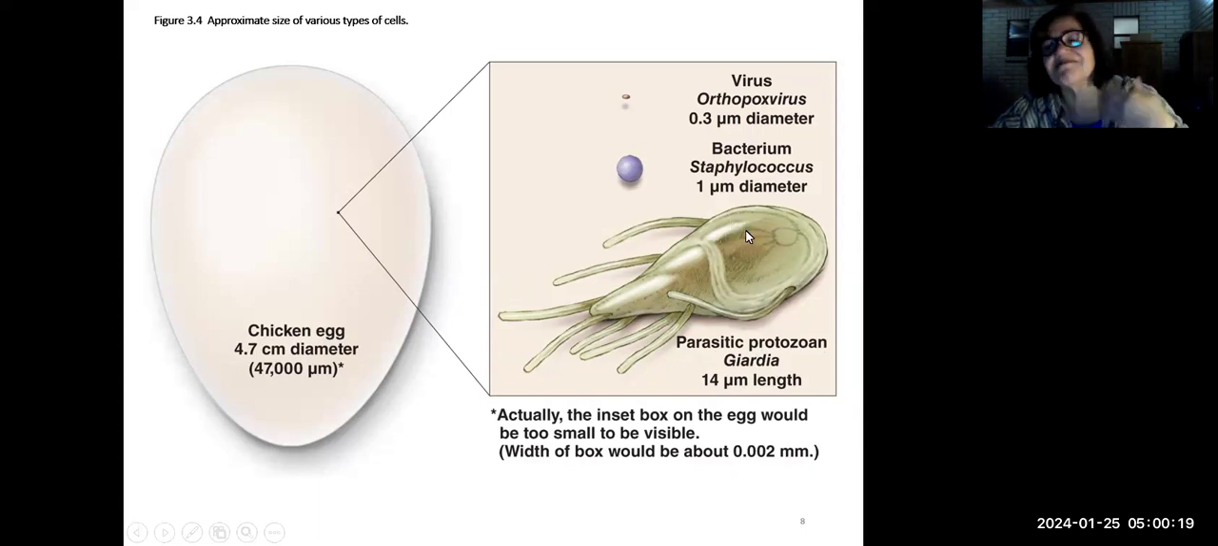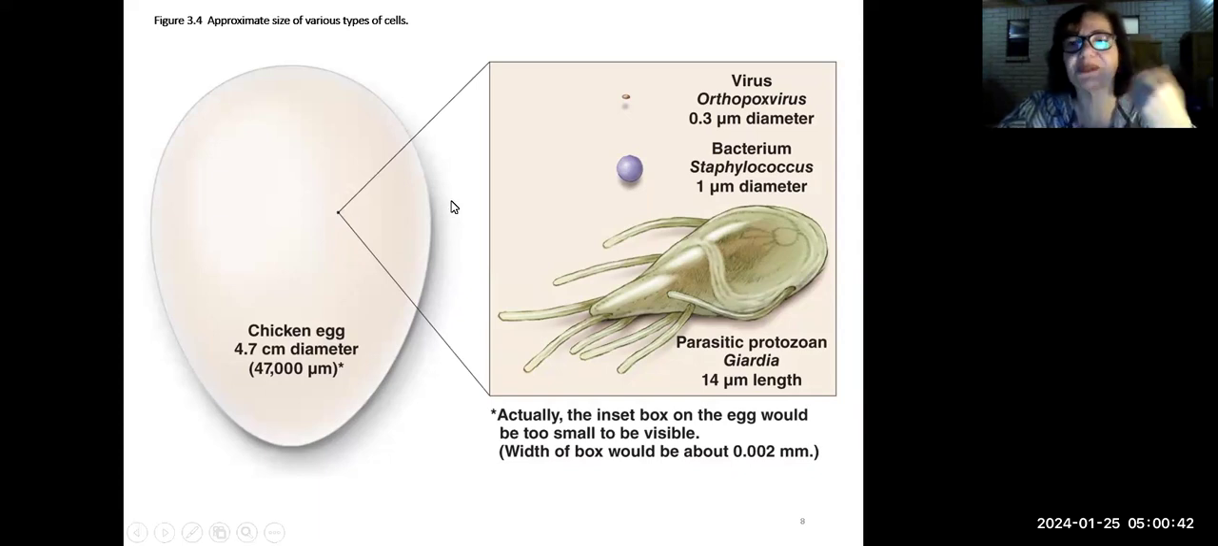And then again, to drive home the point of how little all of this stuff is, this square, if it represents this square here, this entire oval, that is a chicken egg. So what we are talking about is minuscule. And again, that's why, not that we're dumb, we couldn't detect it. We didn't have the technology to detect things this small until the late 1800s and early 1900s.